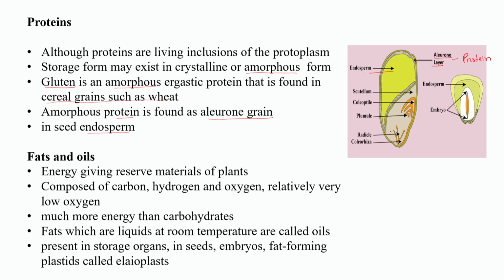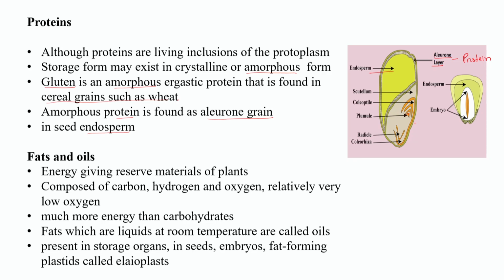In this we can see that this endosperm surrounds a single cotyledon which is known as scutellum, and in that the embryo is there giving rise to plumule, which is surrounded by a covering known as coleoptile, and then radicle, which is surrounded by coleorhiza. Plumule will give rise to shoot and radicle will give rise to root.